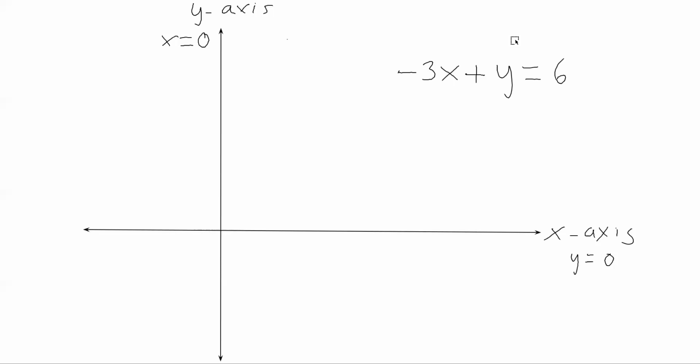Okay, so going back to the idea of intercepts, the x-axis is all the places where y is equal to 0. If we set y equal to 0 in the equation you see here, then we have negative 3x must be equal to 6. And so it follows that x would have to be negative 2.